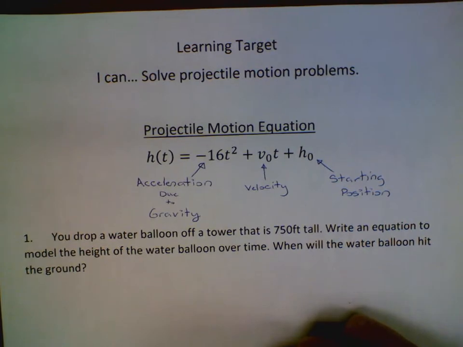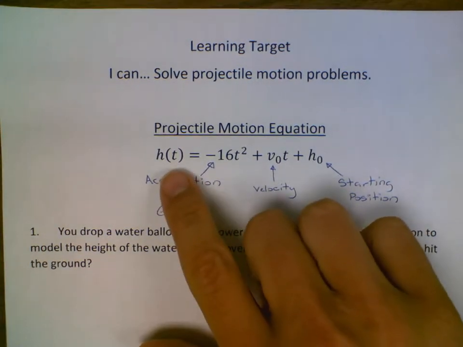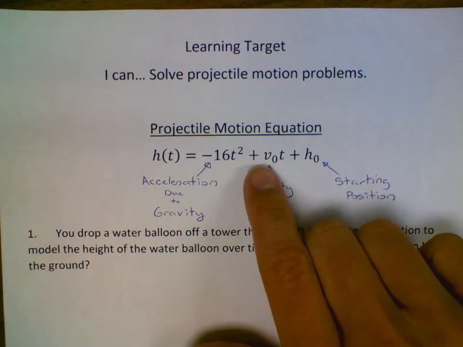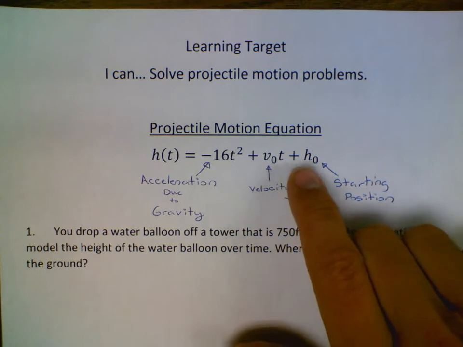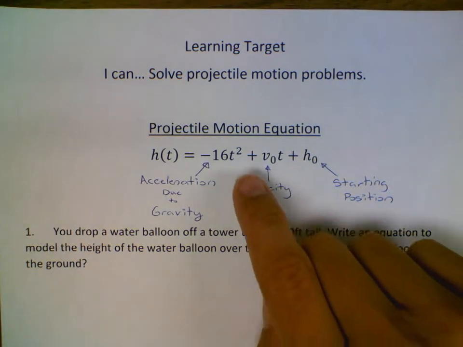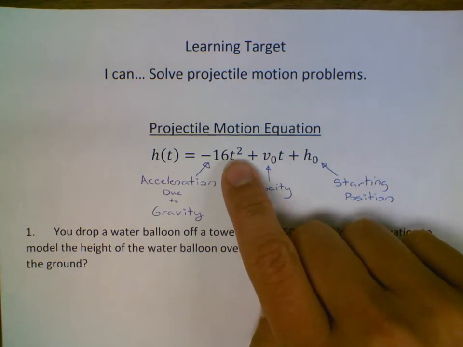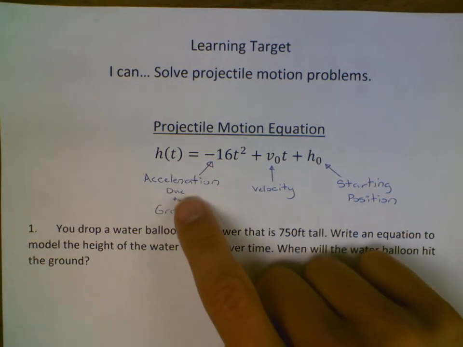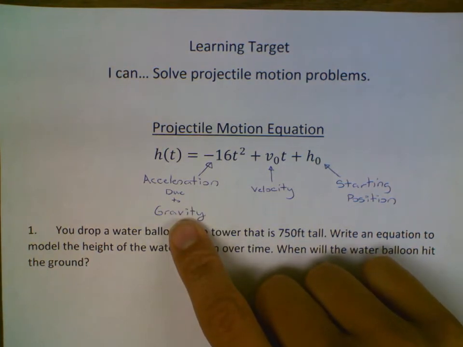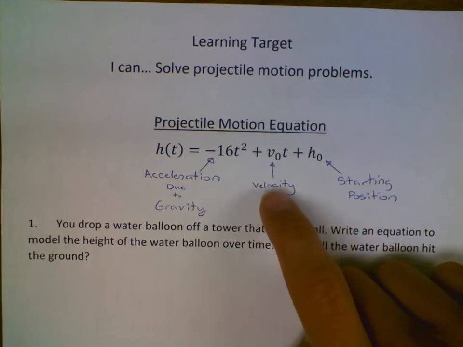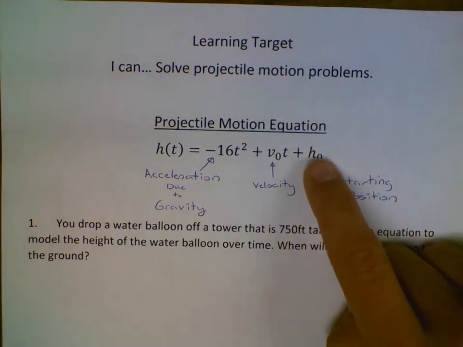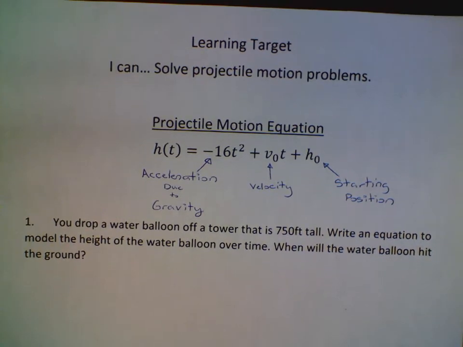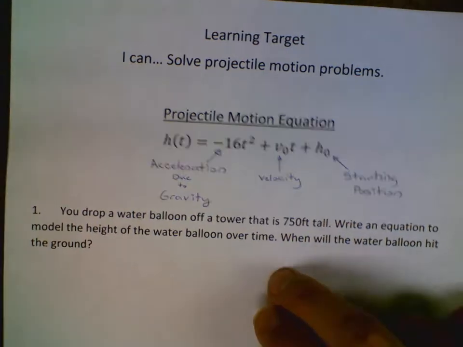So the equation that we use for projectile motion is the height of the object equals negative 16t squared plus v0 t plus h0, where the t represents time, and then these pieces, the negative 16 is the acceleration due to gravity that's affecting the object in the air, the v0 is the velocity of the object, and then the h0 is the starting position that the object was either launched or thrown from. So we're going to use this equation and we're going to look at some examples of using it.